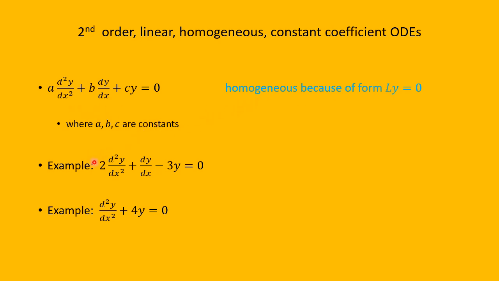For instance, it could be 2 times the second derivative of y with respect to x plus the derivative of y with respect to x minus 3y equals 0. That would be homogeneous. Another example would be something like this: the second derivative of y with respect to x plus 4 times y equals 0. These are both second order linear homogeneous constant coefficient ordinary differential equations.